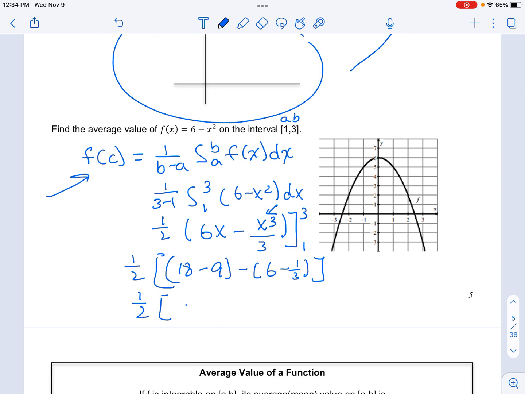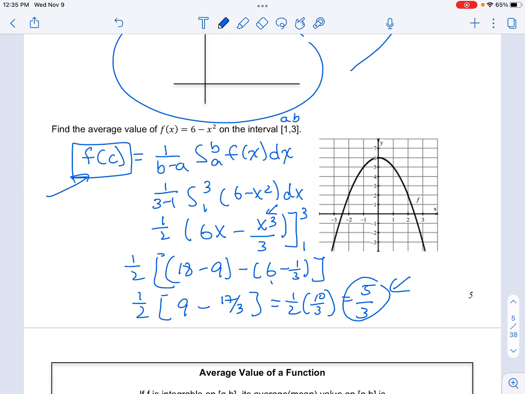Let me clean this up a little bit. I have 9 minus, this is really 17/3. So 1/2 times 10/3 really gives me 5/3. So this is the average value of this function. Another way to think about it graphically is, this is f of c, which is a y value. So 5/3 is like 1.6, so it's somewhere around here, right?